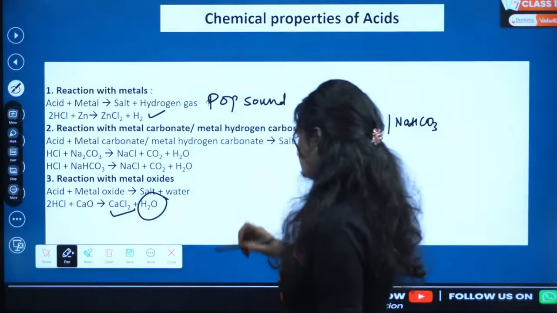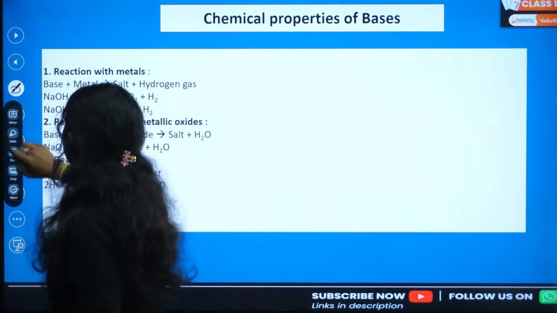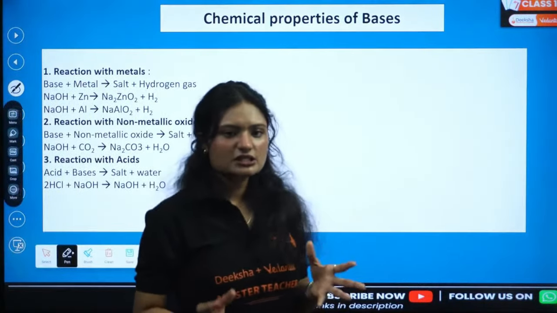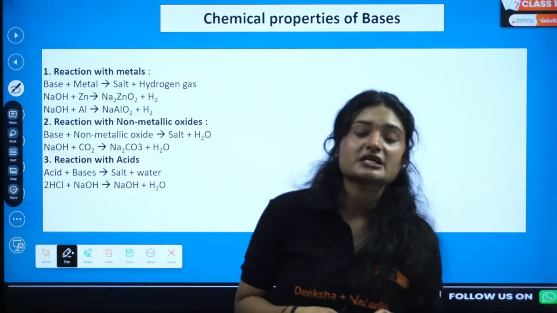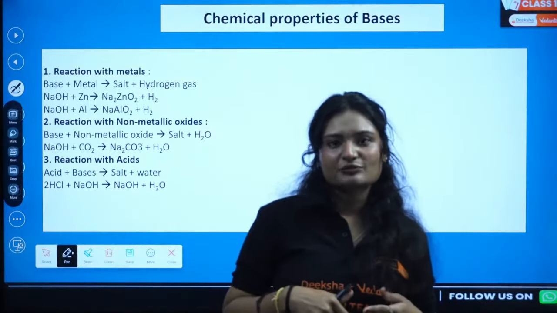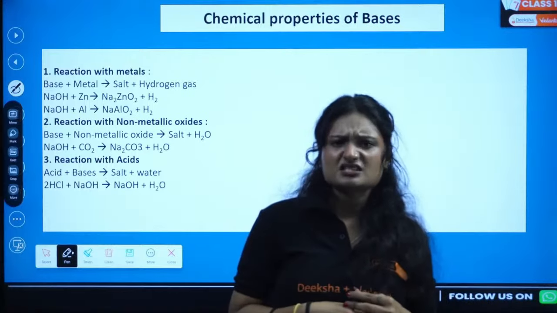Next reaction. We have bases also, right? These were the chemical reactions shown by acids. They react with metals, metal oxides, metal carbonates, and metal hydrogen carbonates. Now, what are the reactions shown by bases?